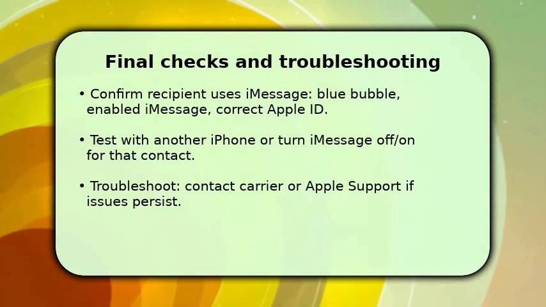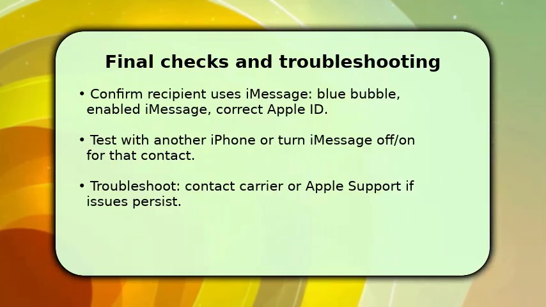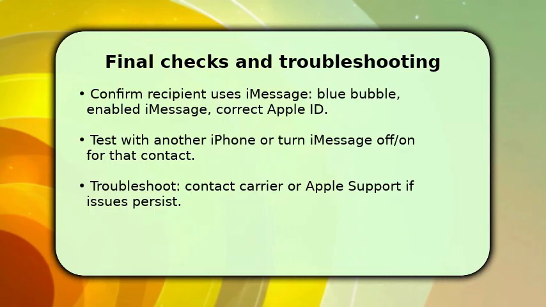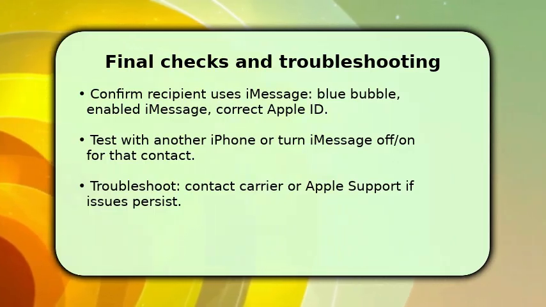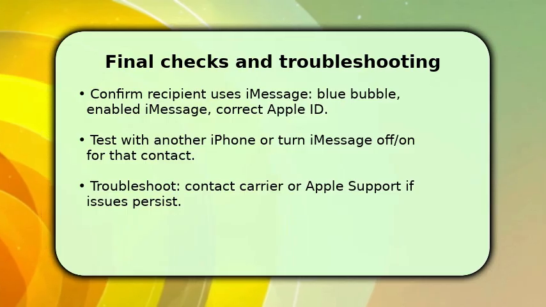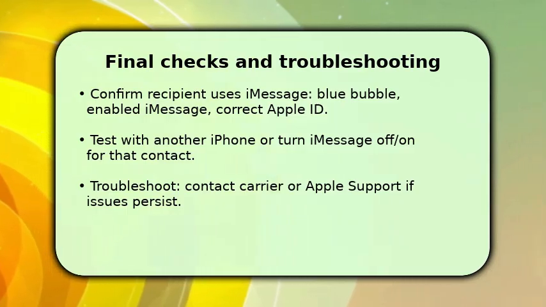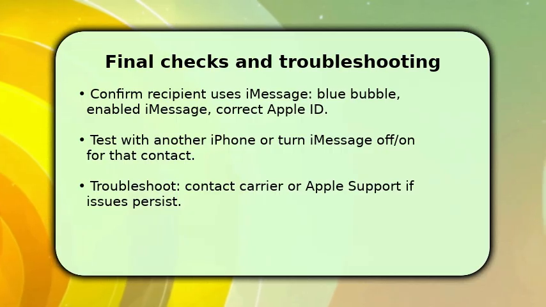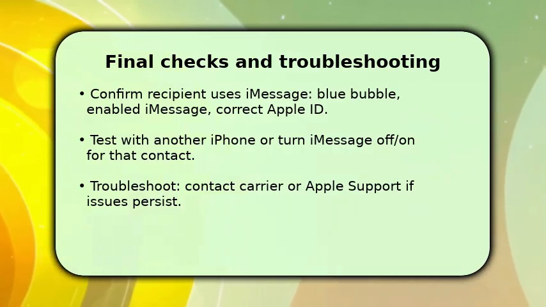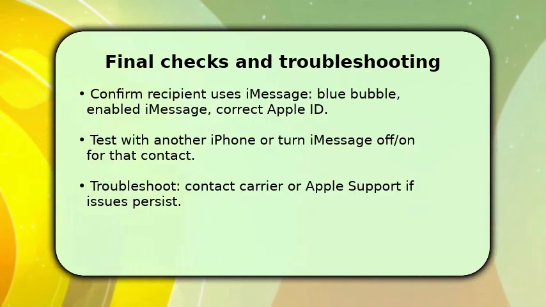Finish by confirming the recipient is reachable via iMessage. Their bubble must be blue and their contact entry should list an Apple ID or iPhone number for iMessage. Send a test iMessage versus SMS by disabling iMessage briefly to force SMS, then re-enable it to observe behavior. If only one contact turns green, edit their contact or remove duplicates.